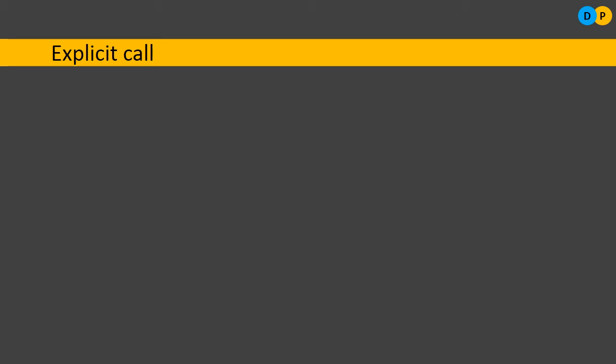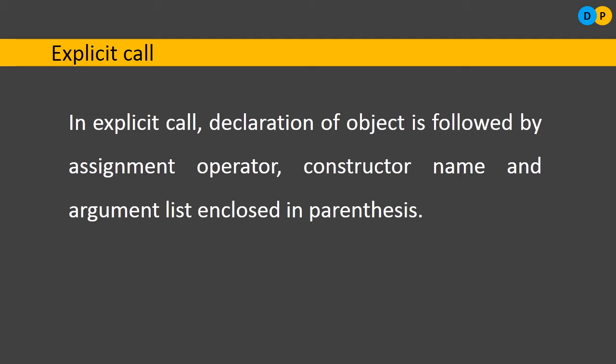So that's why it is called an explicit call. How does it operate? How does the invoking or the explicit call look? In an explicit call, the declaration of the object is followed by the assignment operator, the constructor name, and an argument list enclosed in parentheses. Let me explain with an example. Here max is the class name. For the class max, let us say we want to find the largest of two numbers. That's why we consider a class by the name max. For the class max, n is an object.